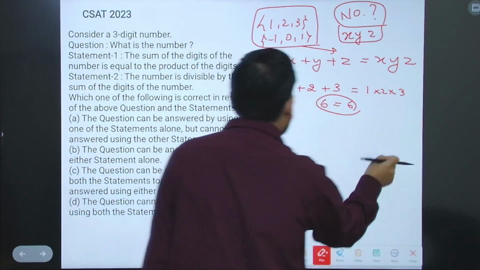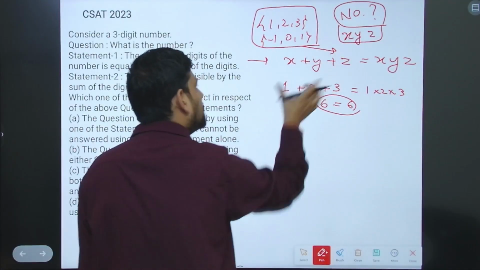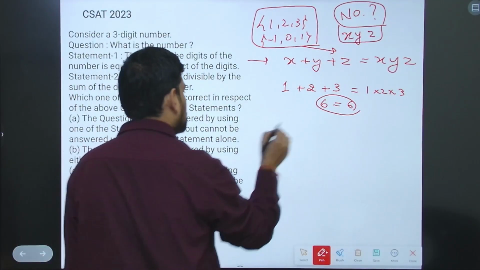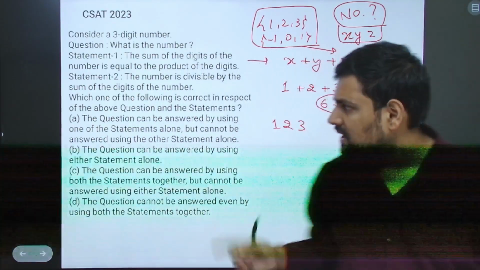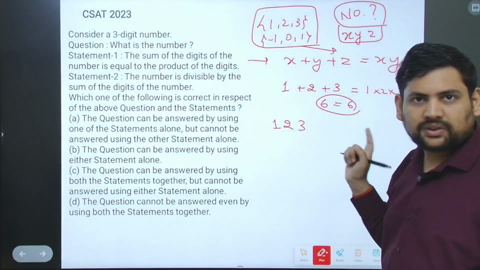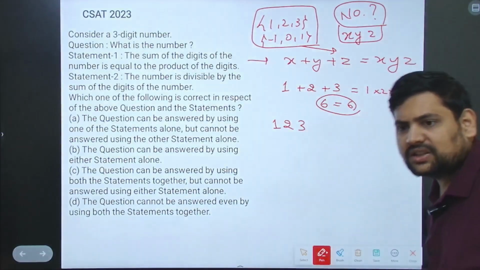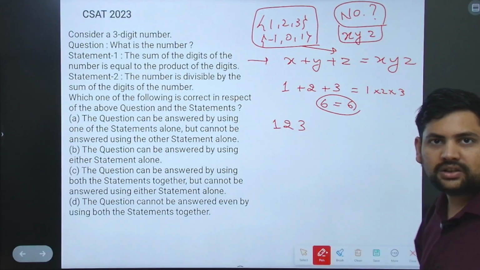So only possibility that you have will be formed using 1 2 3. So what are the numbers? 1 2 3 is one possibility. Clearly sum of numbers is equals to product of numbers. Now if I change their order, it does not matter, correct? It will still hold the same property.